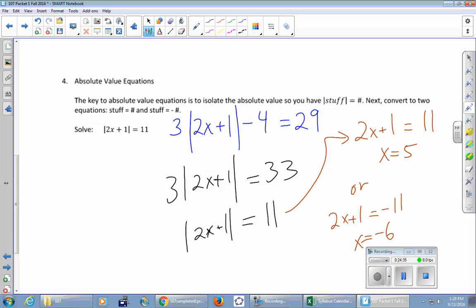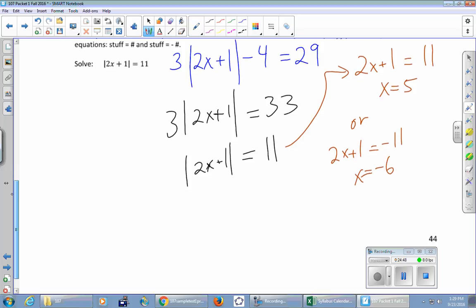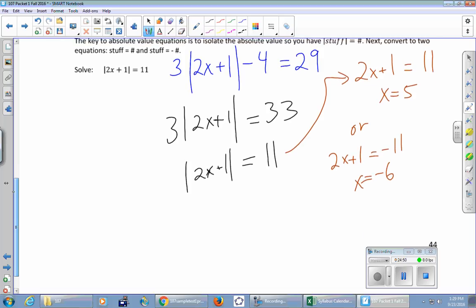Right? As soon as we covered up that 2x plus 1 and said, hey, it's just a number, people realized that it's either 11 or -11. It's very natural to get to the end of this process. Don't memorize. Okay, I think that is good there.